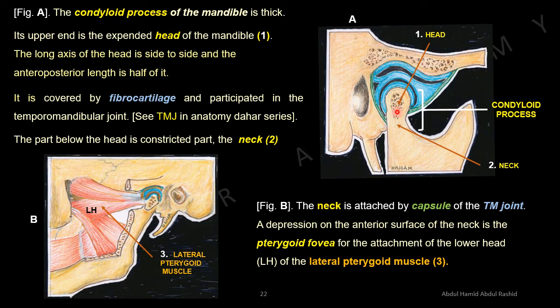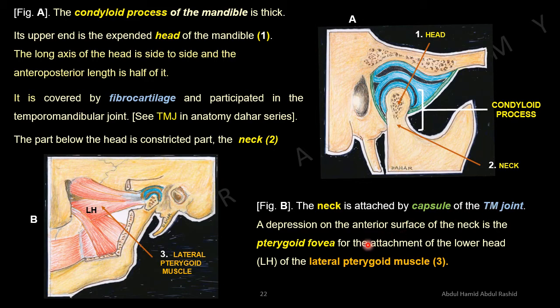For more detail, please see TM joint in Anatomy DAHAR series. The part below the head of the mandible is a constricted part called the neck of the mandible. This is the neck of the mandible. Figure B. The neck of the mandible is attached by the capsule of the temporomandibular joint.